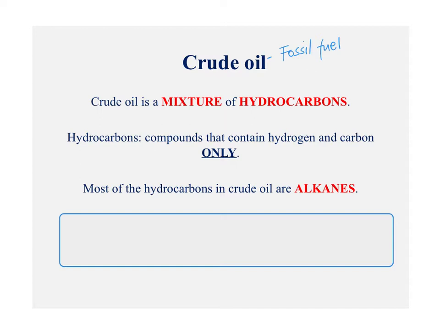And crude oil itself is a mixture of hydrocarbons, and as you can see just below, hydrocarbons are compounds that contain only hydrogen and carbon, and they are bonded together. So that means that in terms of our structures, hydrocarbons should only have CH bonds and CC bonds. And most of the hydrocarbons that we find in crude oil, that fossil fuel, are something called alkanes. Let's have a look at what they are.